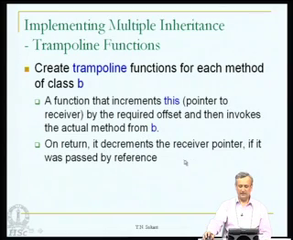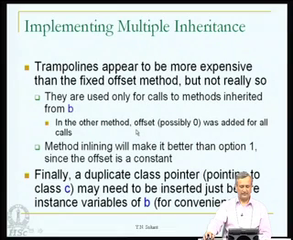On return, it decrements the receiver pointer if it was passed by reference and then gets back. Now, you may wonder whether this is efficient at all. Trampolines appear to be more expensive than the fixed offset method. Is that so? Not really. For example, they are used only for calls to methods inherited from B, whereas in the fixed offset method, the offset, possibly 0, was added for all calls, whether from A or from C. You added a 0 and that instruction was anyway executed, whereas here we do it only for the methods of B. And method inlining will make it better than option 1 since the offset is a constant.